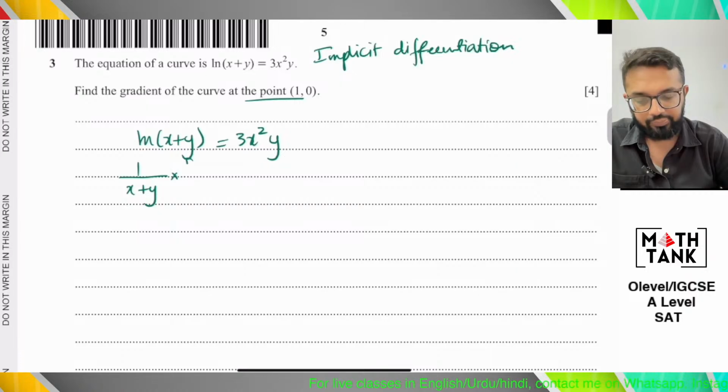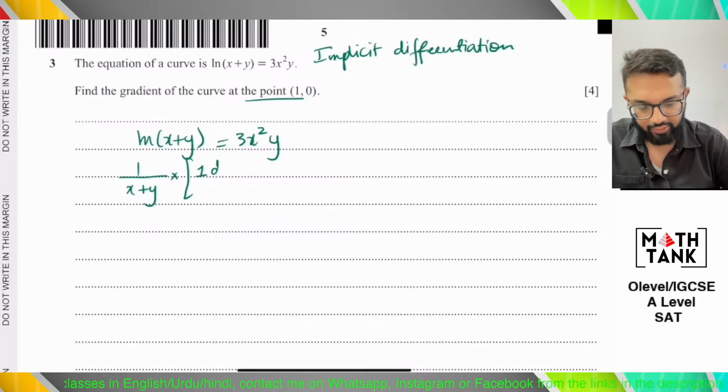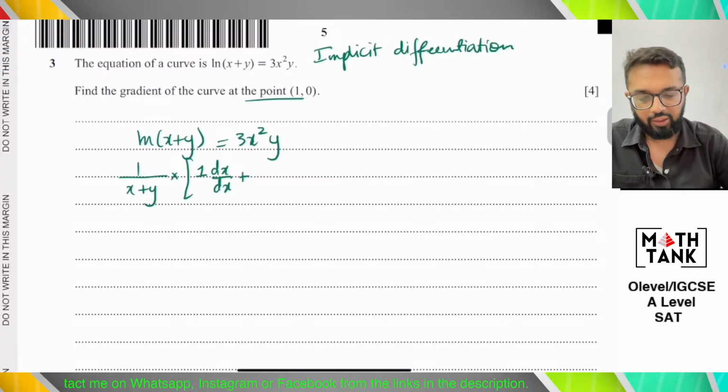into, now when I differentiate x, it becomes 1. So I write dx by dx with it, and when I differentiate y, it becomes 1 again. This time it becomes dy by dx. Here I have to use the product rule. I think I'm slowing down a little.